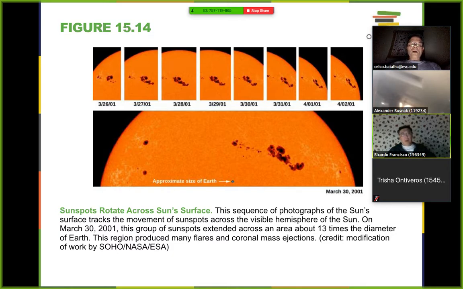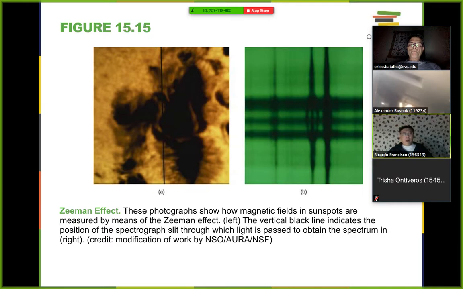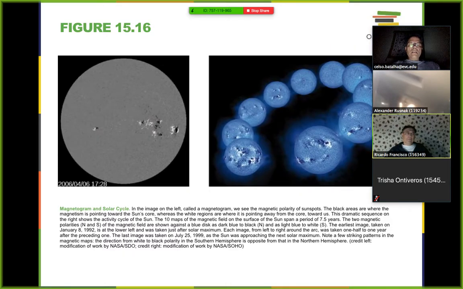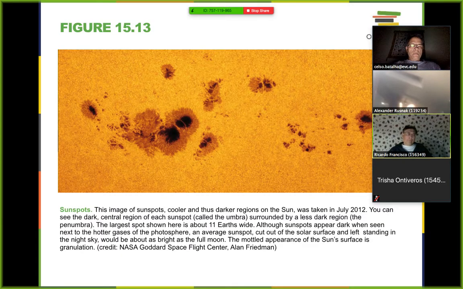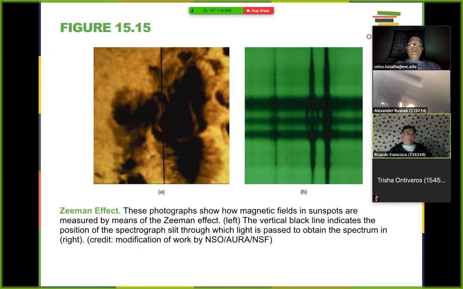Some more on solar spots. Earth is shown there for comparison. And here is a technique called Zeeman effect. Oops, let me go back. In the green slide, the part B, you have a line that is splitting into three parts, right? Kind of elliptical parts, and this splitting can be modeled and used to determine the sun's magnetism. That's the Zeeman effect.